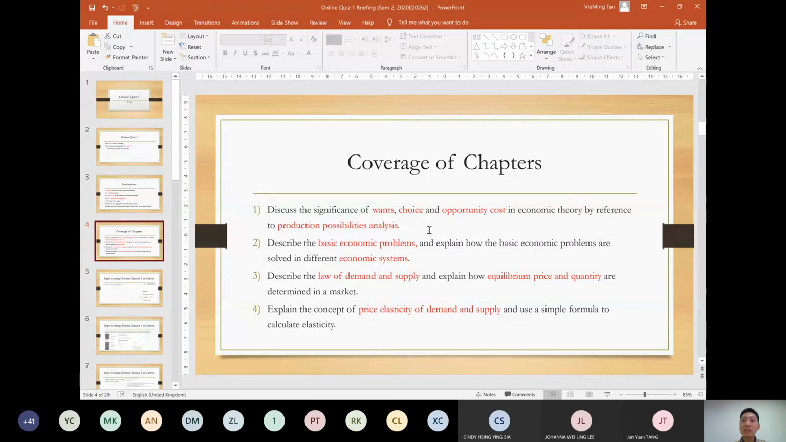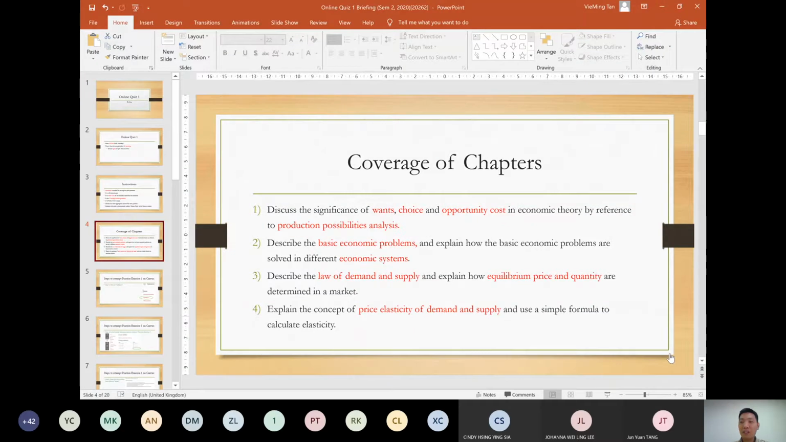What is the main purpose we want to study economics? What is the main reason we want to study economics? Anybody? Any reason we want to study economics? Why? What is the main problem in the world according to economists? What is the main problem? Anybody?